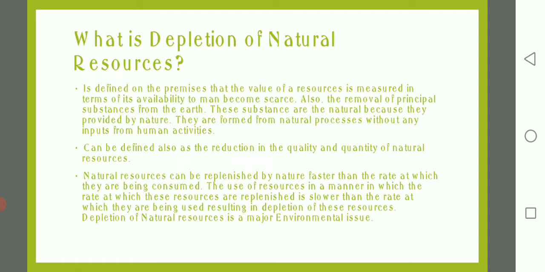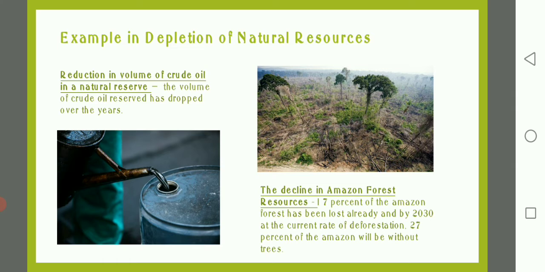What is depletion of natural resources? It is the removal of principal substance from the earth. These substances are natural because they are provided by nature, and they are formed from natural processes without any inputs from human activities. Example of depletion of natural resources. In Nigeria, they generate all their internal revenue from oil, without considering diversification to other resources.